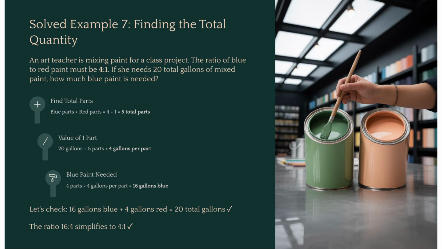In example 7, we use the part-to-whole method. The ratio of blue to red paint is 4:1. If 20 total gallons are mixed, how much blue paint is there? First, find the total parts. 4 plus 1 equals 5 parts. Next, divide the total gallons, 20, by the total parts, 5. This means 1 part equals 4 gallons. Since blue paint is 4 parts, we multiply 4 times 4, which tells us we need 16 gallons of blue paint.